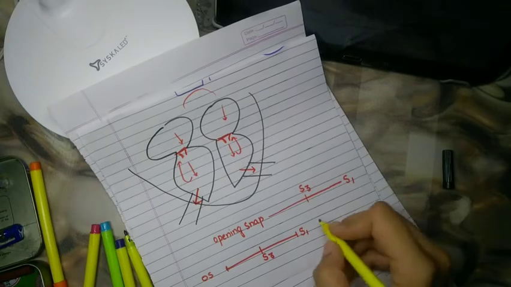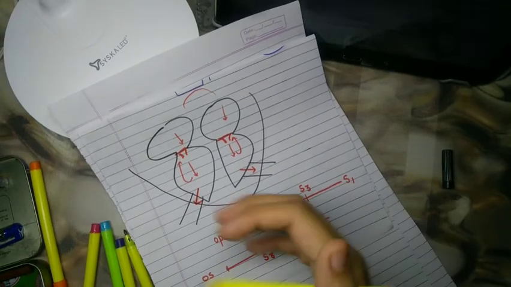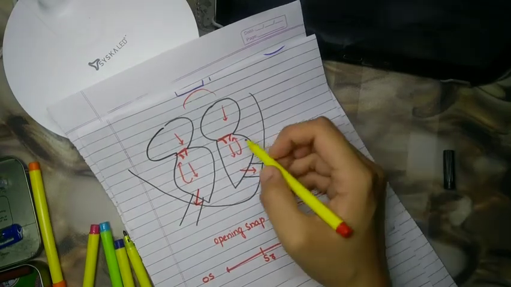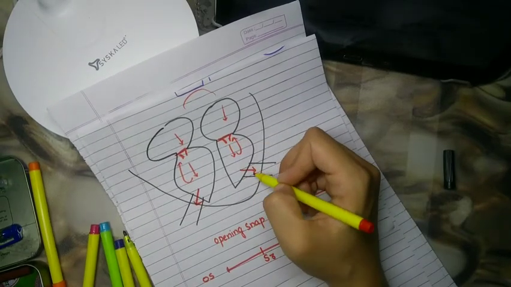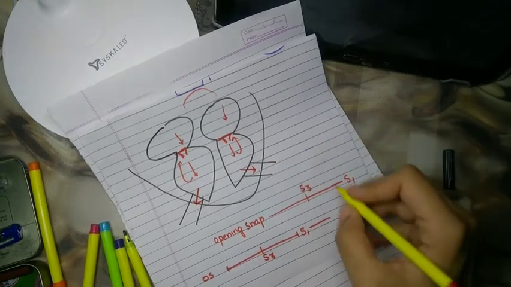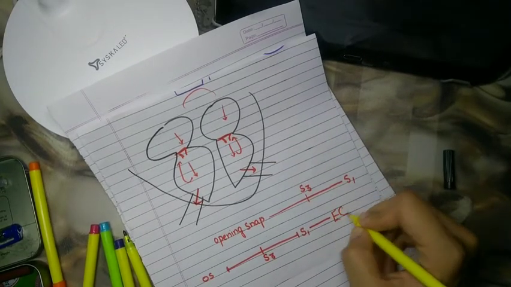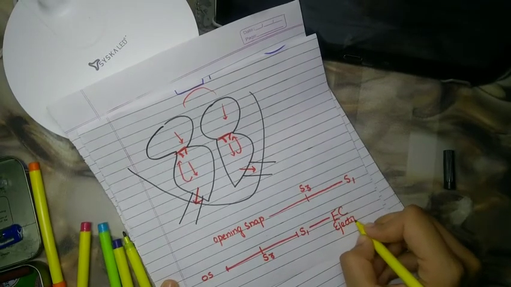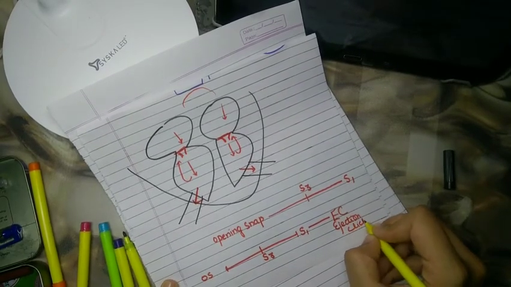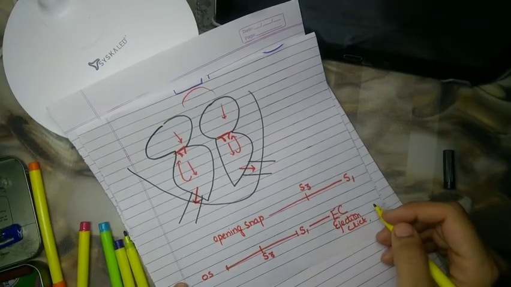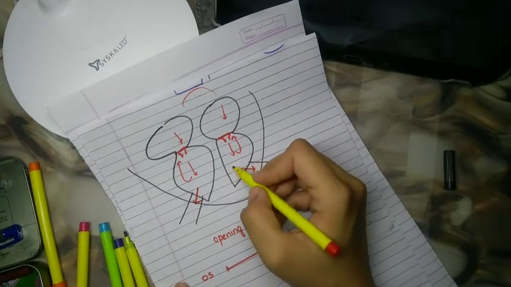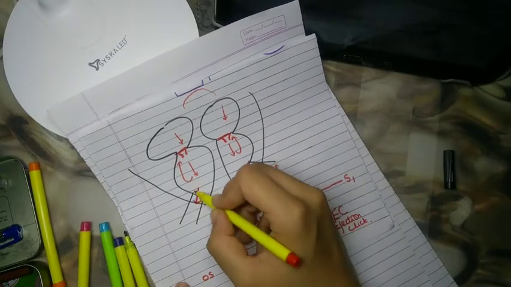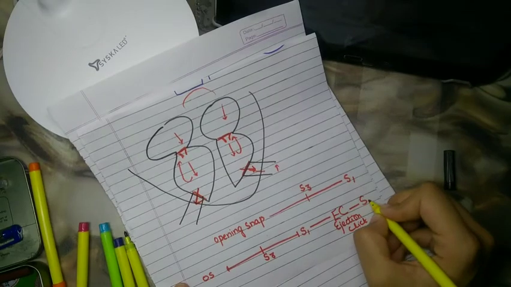So obviously with S1, when these are closing, after a few milliseconds I would say, this will open and it will lead to a sound, that is the ejection click. I can write it as ejection click, right? And after the ejection click, this pressure will increase and close this valve, and this valve will close, and we have S2.